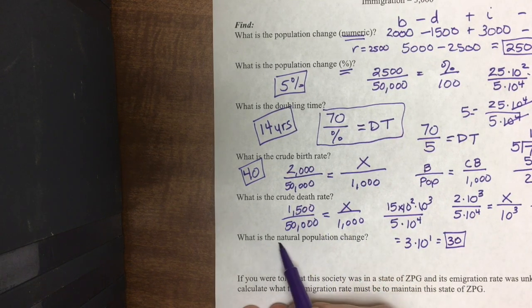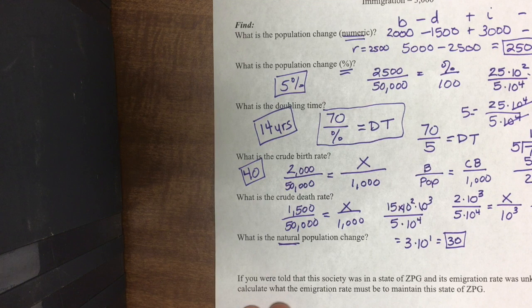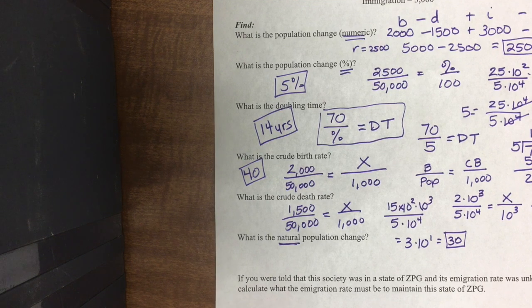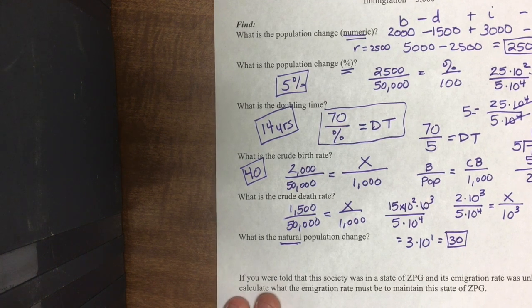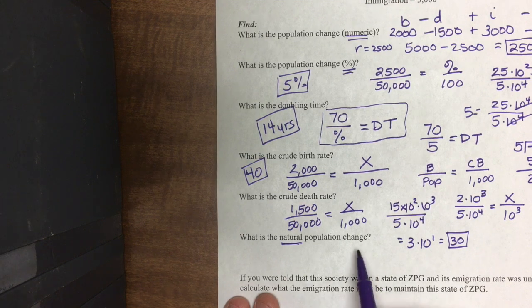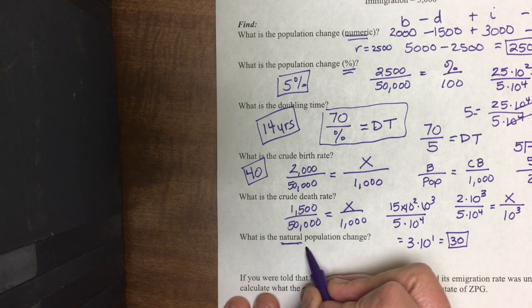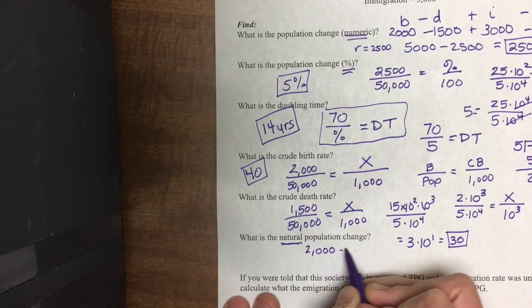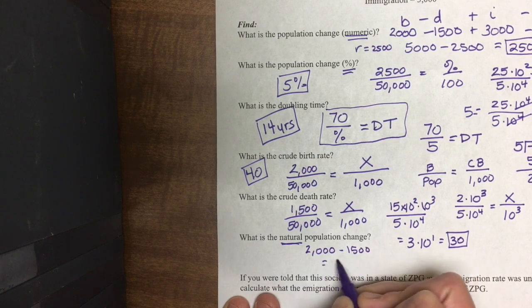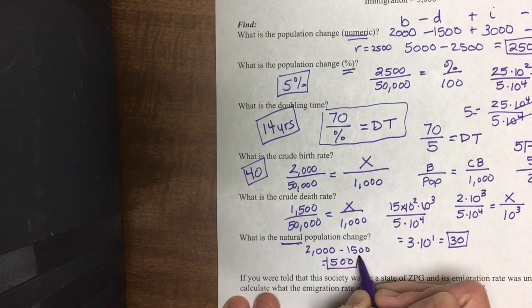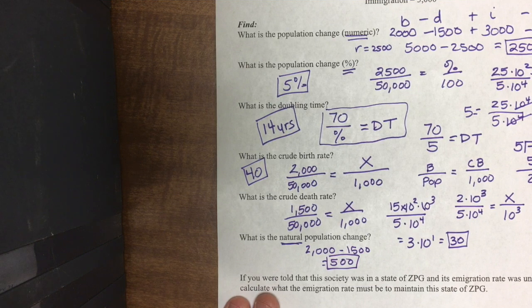Lastly, on here I talked about the natural population change. Natural just means births and deaths. So for natural population change, I'm going to take births minus deaths. It's not asking me for a percent. So births minus deaths is just going to be 500. My natural population change would just be 500.